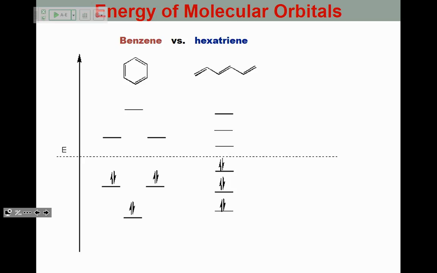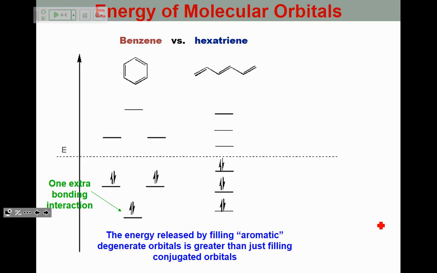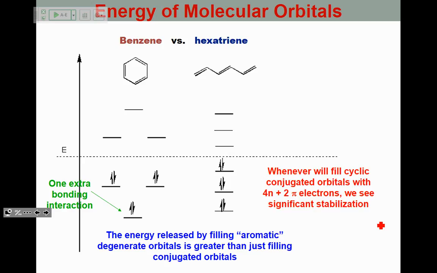So if we fill in the orbitals, this is the difference. And as you can see, even though all 6 of these are in bonding orbitals, we see extra good interactions and extra bonding interactions with our benzene than with our hexatriene. And notice our highest occupied molecular orbital in our linear system is much higher energy than our highest occupied molecular orbital in our cyclic conjugated system, benzene. So that's where we're getting our extra stability from.